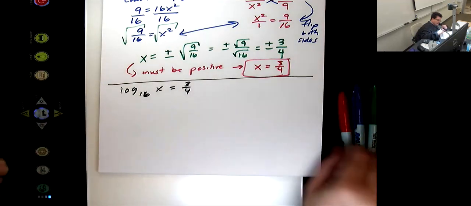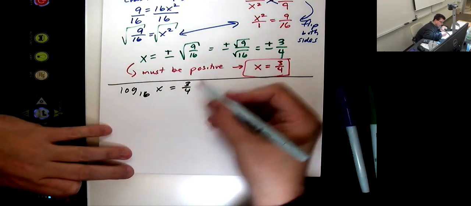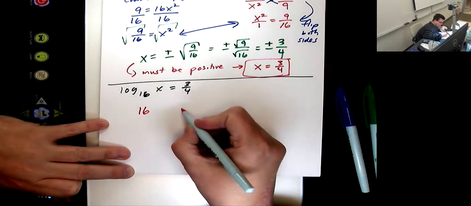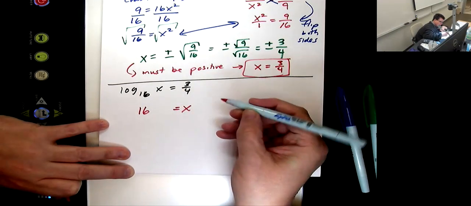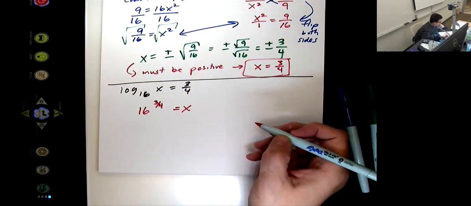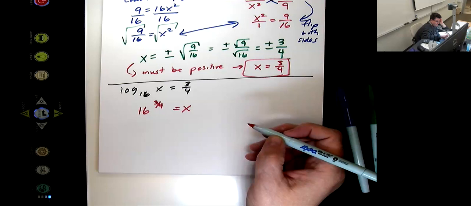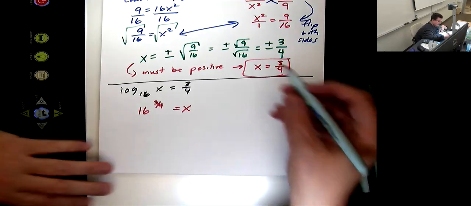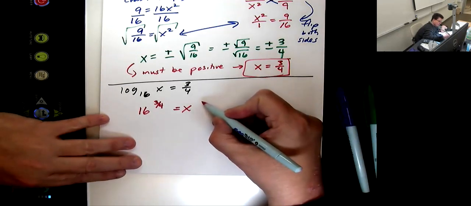Alright, I'm gonna rewrite this. That's my base. The x moves to the other side. The 3/4 is right here. We got x right away. X is given to us. Just by switching, we have it already.